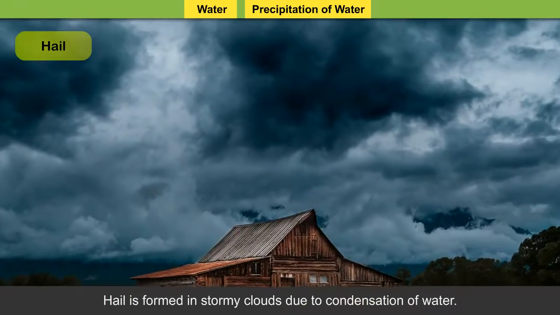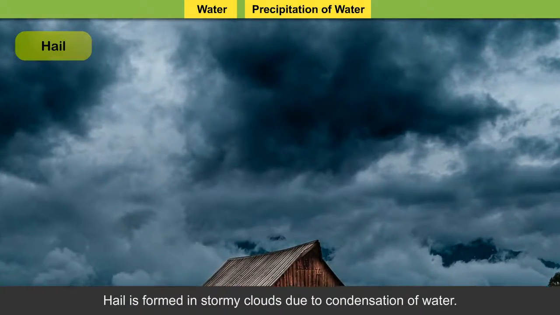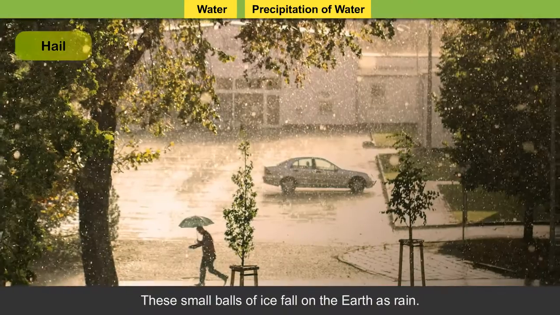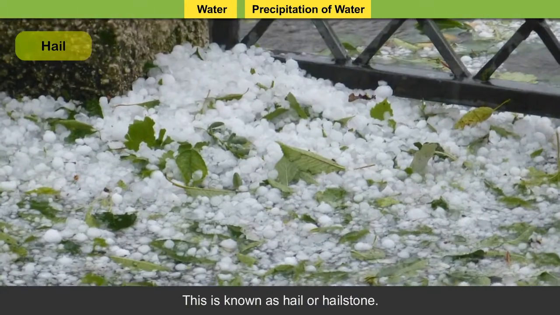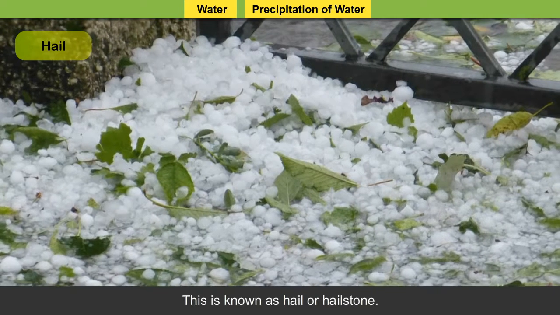Hail. Hail is formed in stormy clouds due to condensation of water. These small balls of ice fall on the earth as rain. This is known as hail or hailstone.